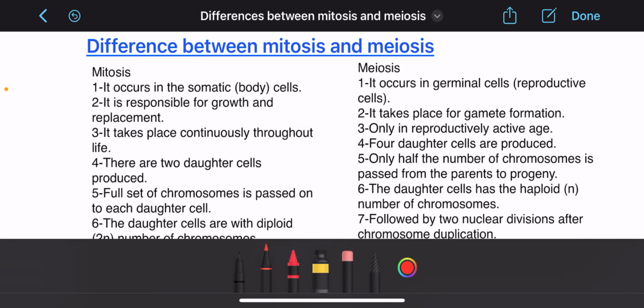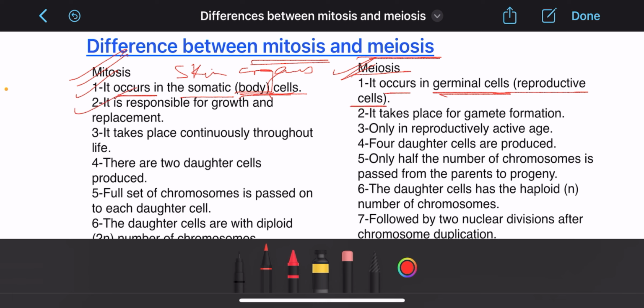Today we are going to see the differences between mitosis and meiosis. Now, mitosis, the first difference is it occurs in the somatic cells or the body cells. That means in the case of skin and organs, mitosis takes place, whereas meiosis takes place in the germinal cell or the reproductive cell.